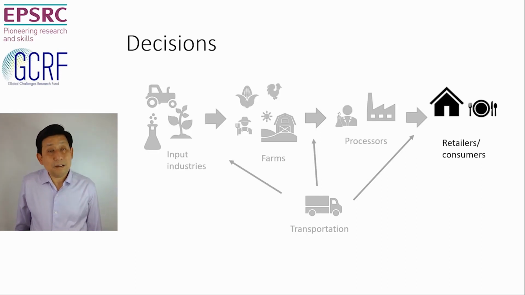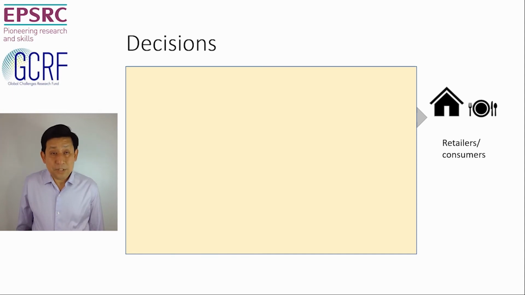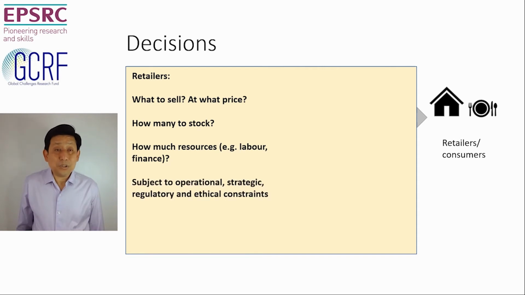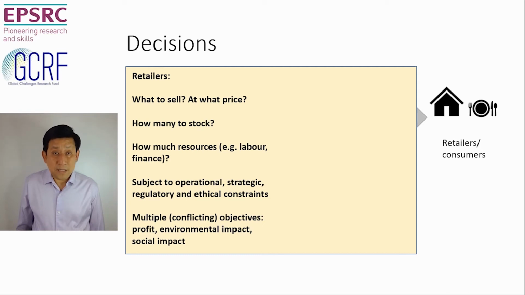If you look at the retailers now, or consumers, they also have to make a lot of decisions. For retailers, what to sell, and what is the pricing strategy? How many to stock? How much resources do they need? Staffing, finance, and others. And again, they also have to operate within certain constraints. It can be operational, can be strategic, regulatory, or ethical. And they have multiple conflicting objectives too.